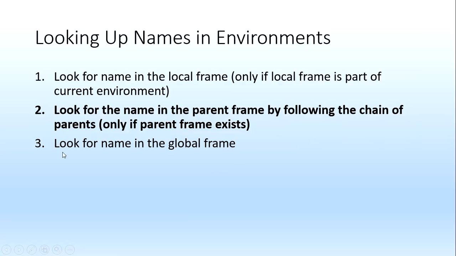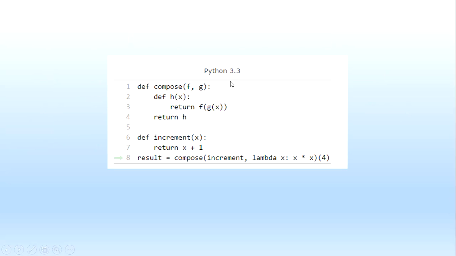So that is how looking up names in environments changes. The only change is that now, if we can't find it in the local frame, we have to follow the chain of parents until we reach the global frame. And if we don't find it after all of that, we know we have a name error, in that the name wasn't defined. Now let's look at another example of composing a function.